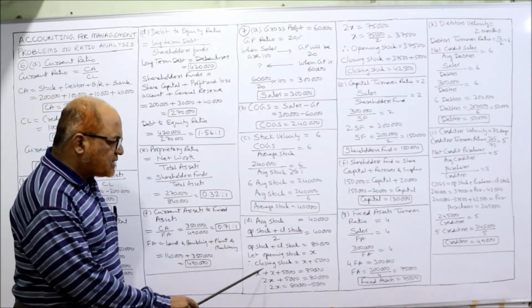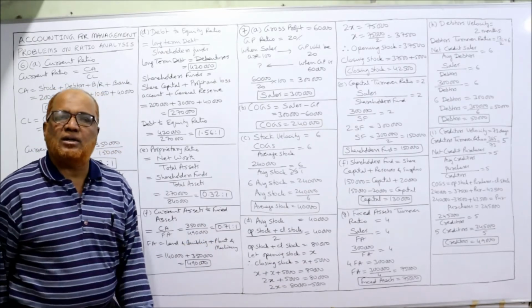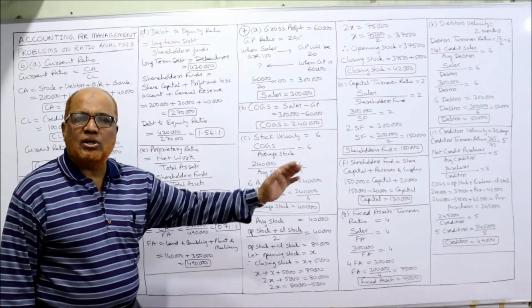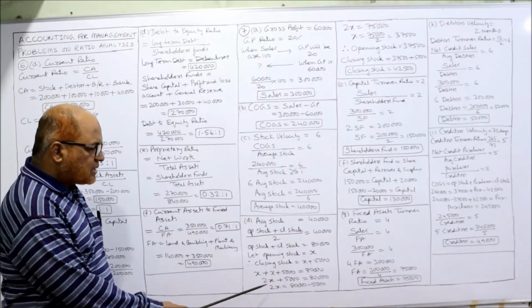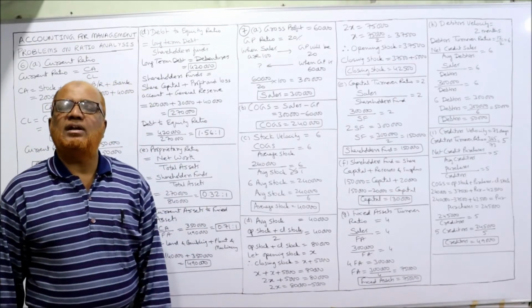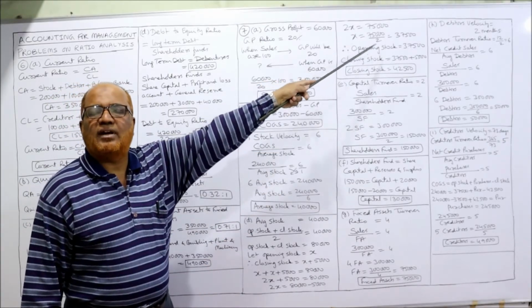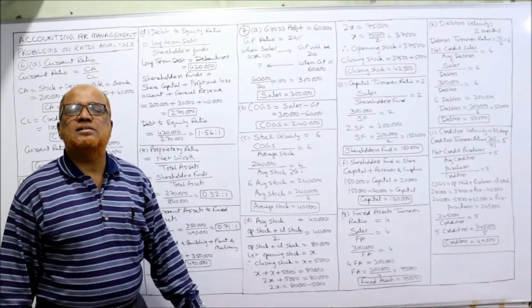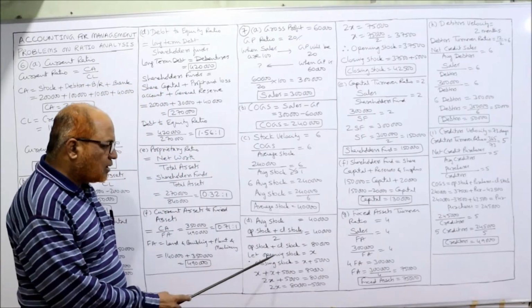Now take X plus X, how much? 2X. So 2X plus 5,000 is equal to 80,000. Now take this 5,000 to RHS. So plus 5,000 will become minus 5,000. So 2X is equal to 80,000 minus 5,000, 75,000. So 2X is equal to 75,000. X is equal to 75,000 divided by 2, 37,500. What is X? X is the opening stock.